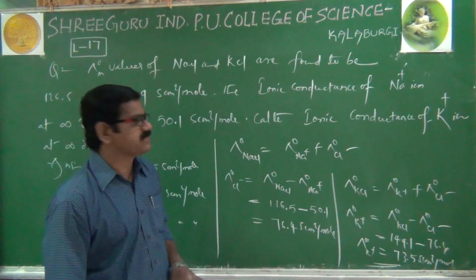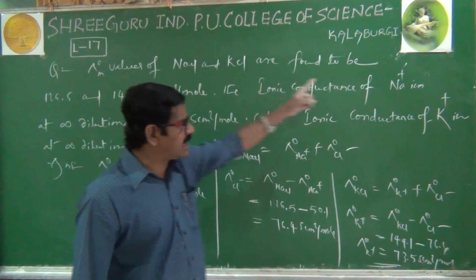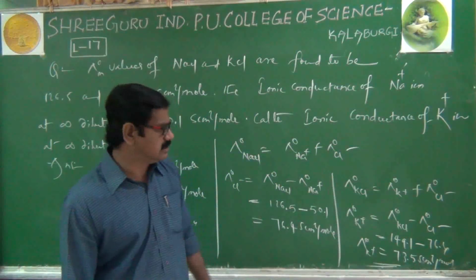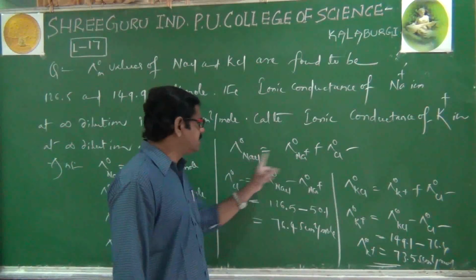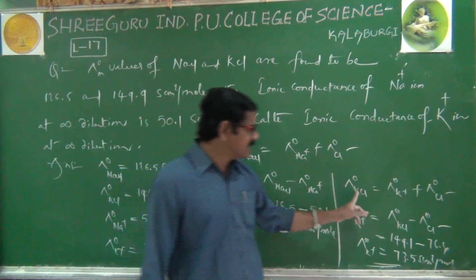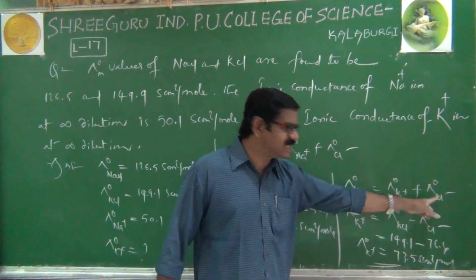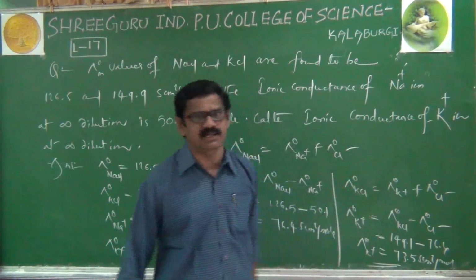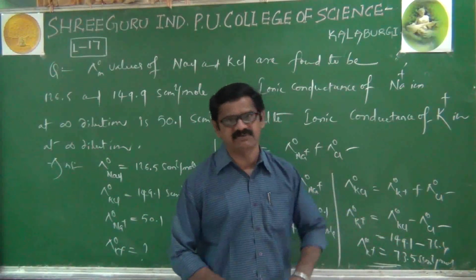That's it. Once again, limiting molar conductance of NaCl as well as KCl as well as Na plus has been given, and it is asking the limiting molar conductance of K plus. Therefore, here NaCl is known as well as Na plus is known. With the help of these two, we have calculated Cl minus. Next, KCl we can write like this. Here also KCl value is known as well as the Cl minus value is known. With the help of these two values, we can calculate K plus value also. This is the final answer. Its value is 73.5. That's it.